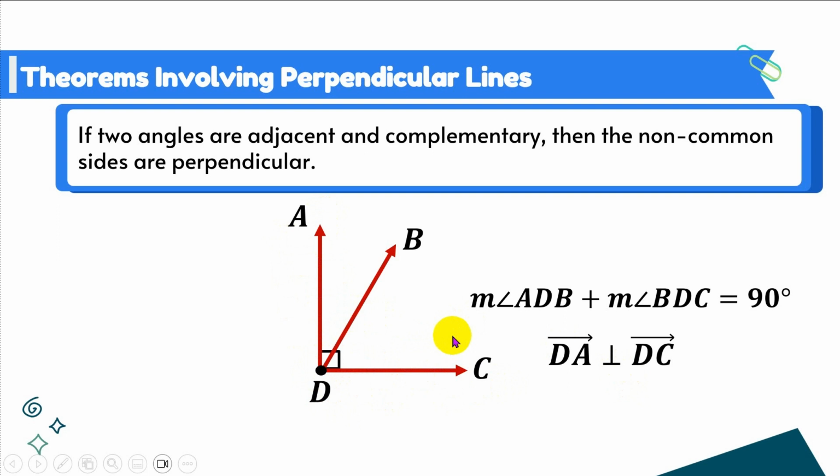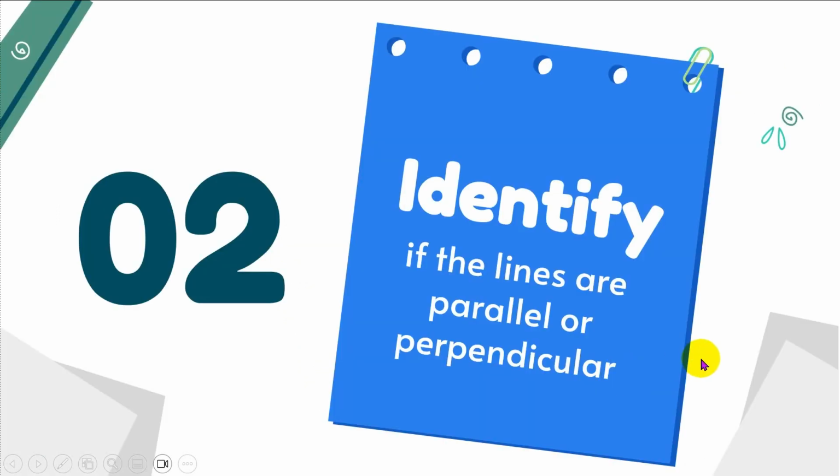Again, complementary kung ang sum ng dalawang angle ay 90 degrees. Therefore, the initial side and the terminal side can be considered as perpendicular. In this case, we have here ray DA and ray DC are perpendicular. Now, you try to answer the following here.